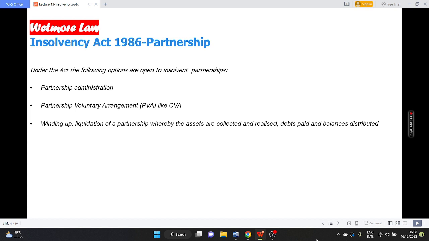Options for partnership under the Insolvency Act 1986. Partnership administration is a temporary delay of action, called a moratorium, by creditors to allow a partnership to restructure. Partnership voluntary arrangement, PVA, is like a CVA. Winding up, or liquidation, of a partnership, through which the assets are collected and realized, debts paid and balances distributed.